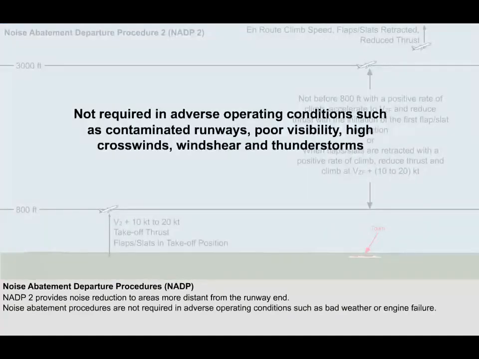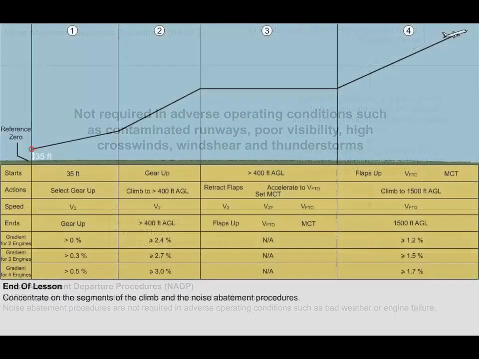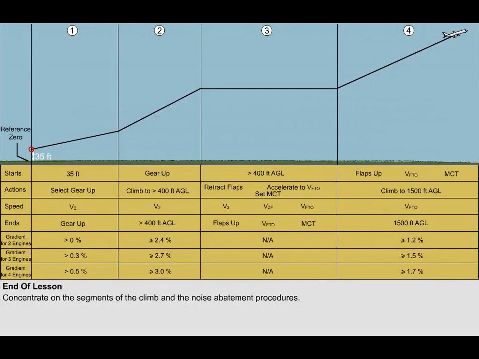Noise abatement procedures in the form of reduced power takeoff should not be required in adverse operating conditions, such as contaminated runways, poor visibility, high crosswinds, wind shear, and thunderstorm activity. This completes the climb requirements for Class A aeroplanes.